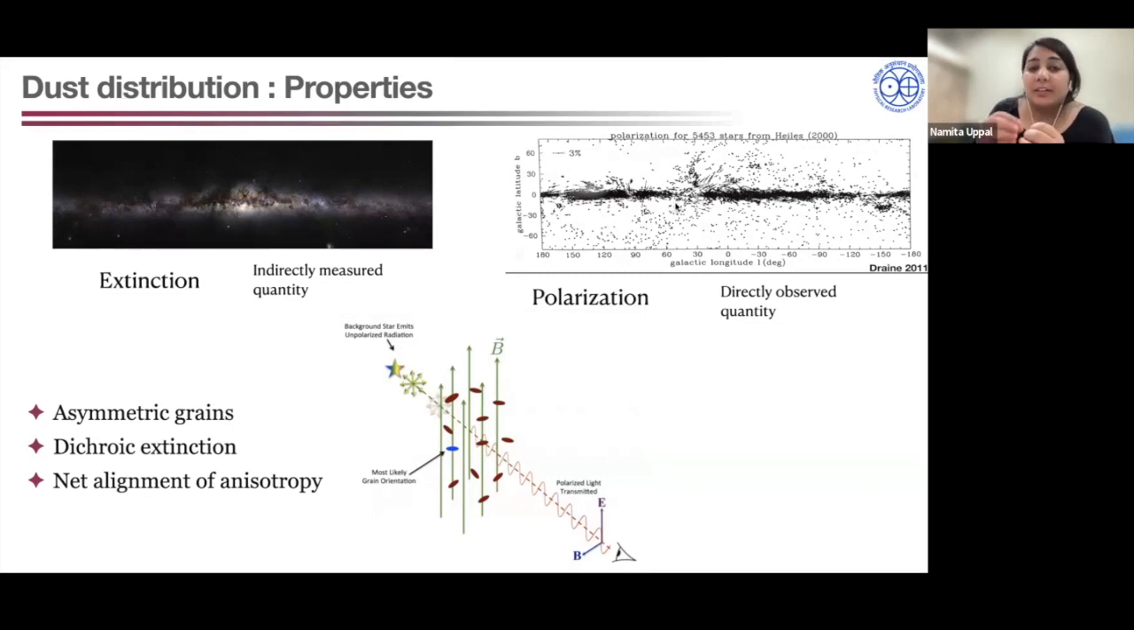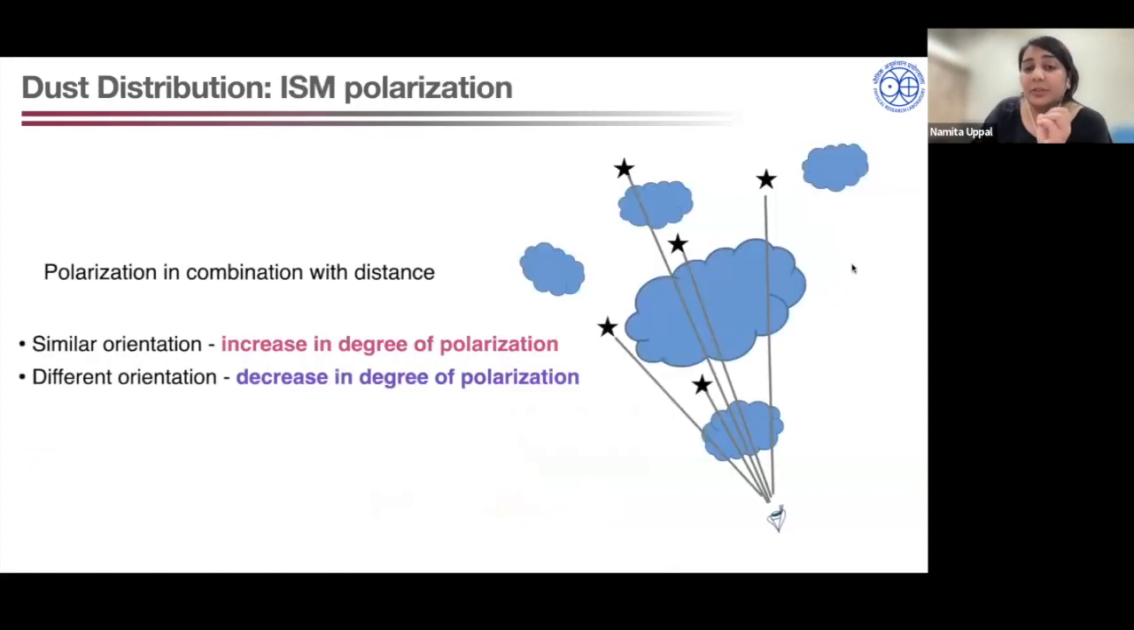Now, we can use these properties to find the dust distribution. For that, we can combine the polarization information of a star with the distance information. How? This is a cartoon diagram showing that if this star is passing through one dust cloud, say, the light of this star will get partially plane polarized. But the next star is passing through two dust clouds. If the alignment of the grains in these two clouds is the same, then the degree of polarization of the second star will increase. But if there is any deviation, the degree of polarization will decrease.